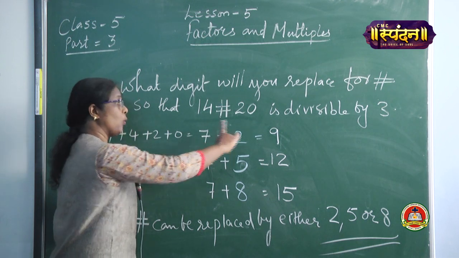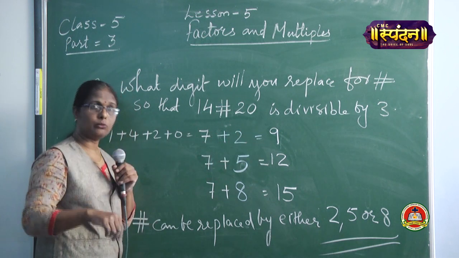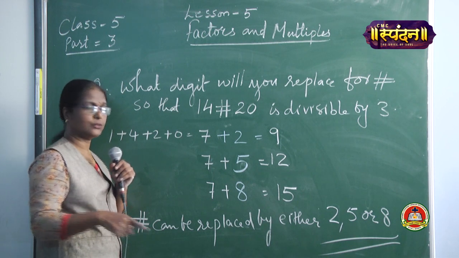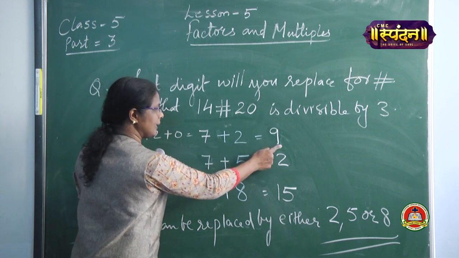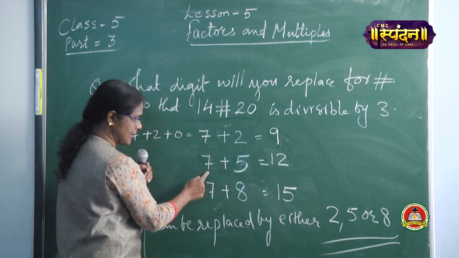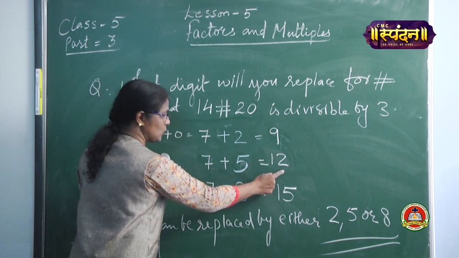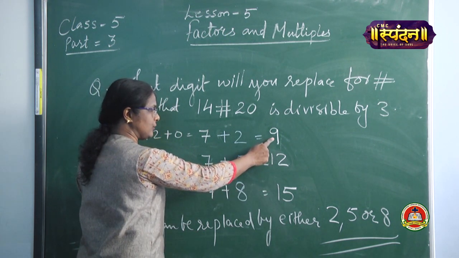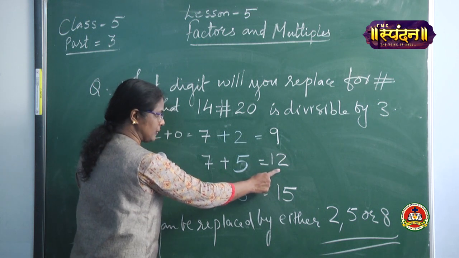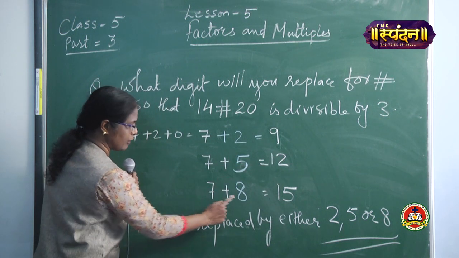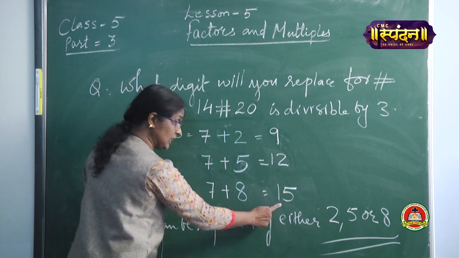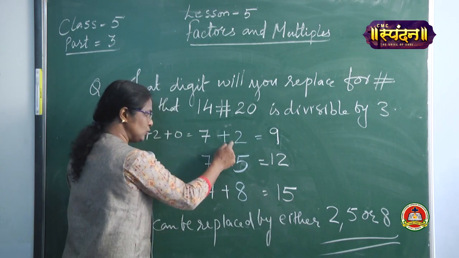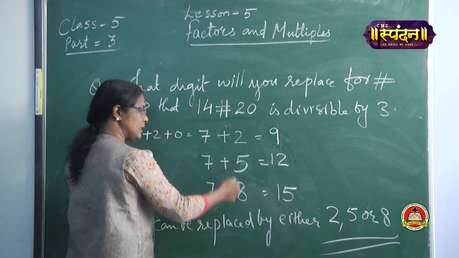With 7, what should you add to get a number that is divisible by 3? If you add 2, you will get 9. If you add 5 to 7, you will get 12, because 9 is divisible by 3, and 12 is also divisible by 3. One more number: with 7, if you add 8, you will get 15. So all these, 2, 5, 8, are answers.